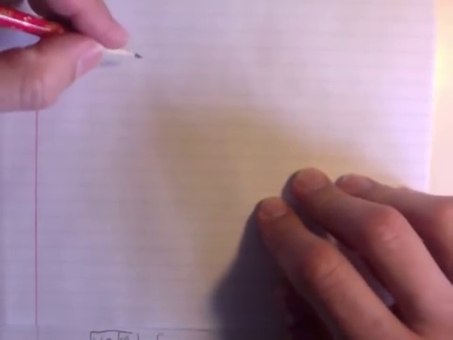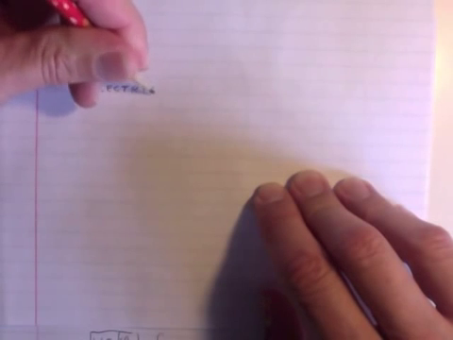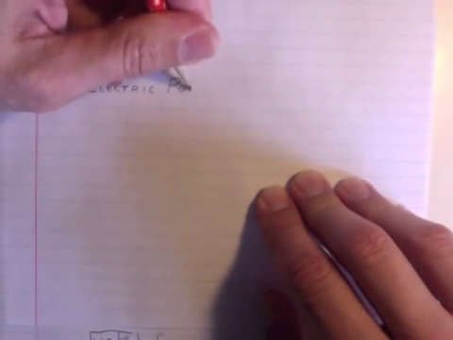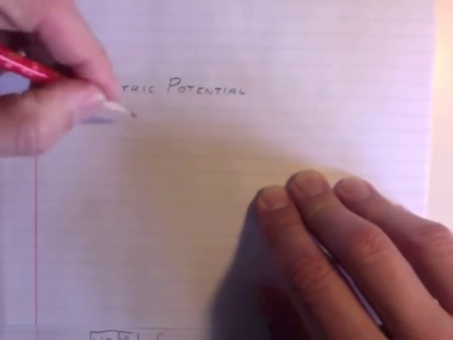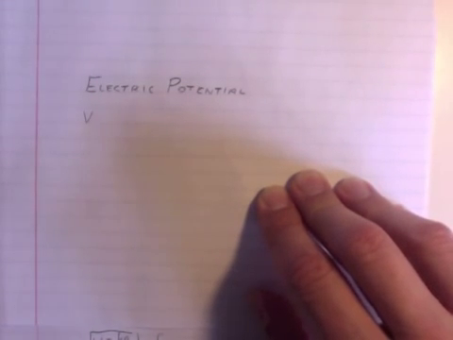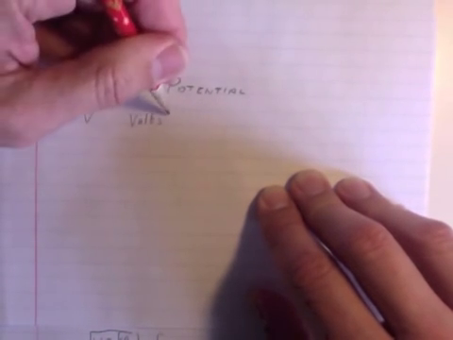First thing I want to talk about, we're going to really introduce right now electric potential, and this is sometimes called potential difference and sometimes called voltage. And the symbol is V, and the unit is volts, which also has a symbol V.